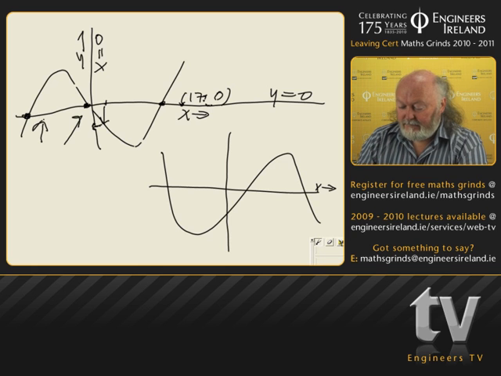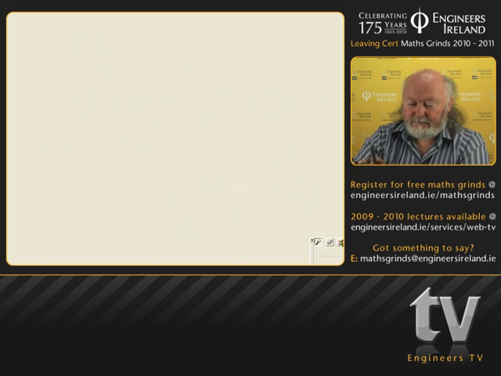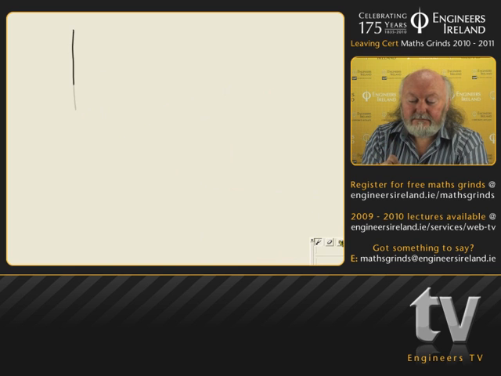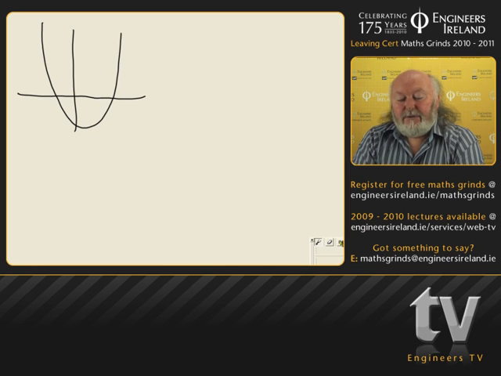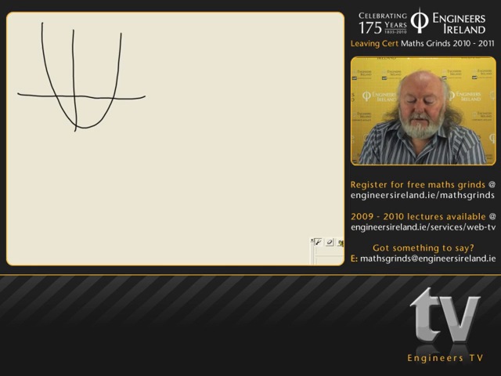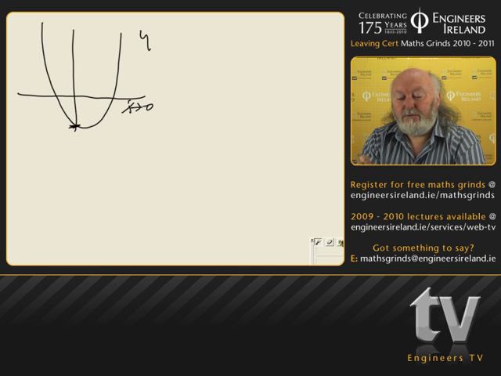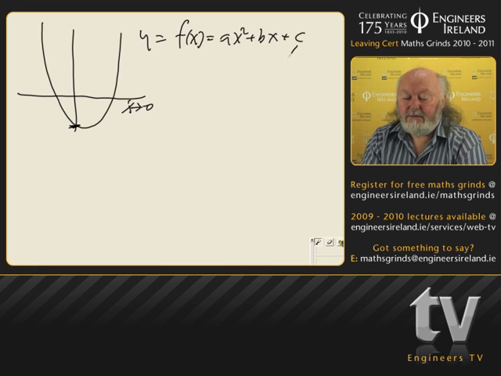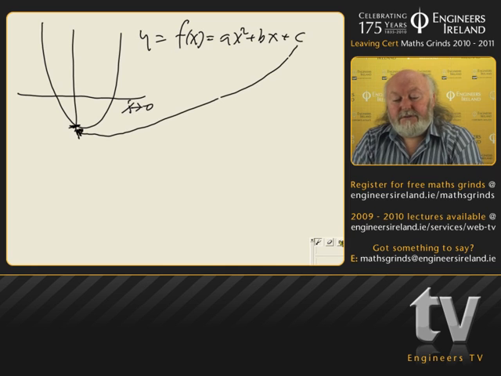Now then, what can happen? That's a quadratic. It's interesting because it cuts the y-axis here. It's down below the x-axis, so it'll be a negative value there. If we look at that function, y equal to f of x, which is ax squared plus bx plus c, c is where it crosses the y-axis.